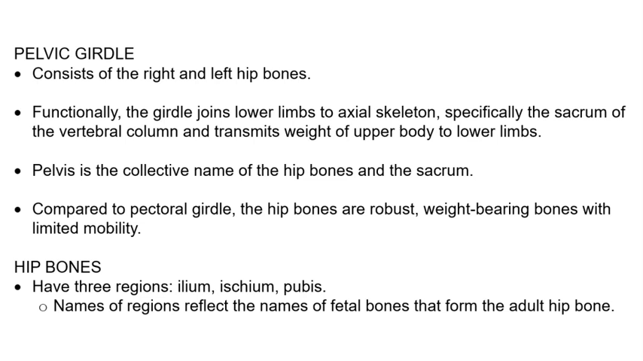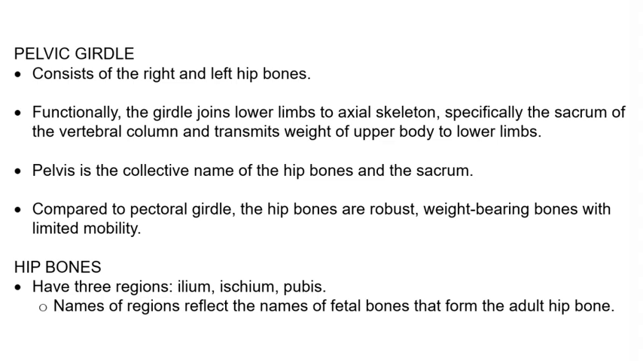The pelvis is the collective name of the hip bones and the sacrum together as a single unit. Compared to the pectoral girdle, the hip bones are robust, weight-bearing bones that have limited mobility. The hip joint is also a functionally much deeper socket than the shoulder joint is, which adds to the stability of that joint. But this joint is much more limited in its mobility as a result.